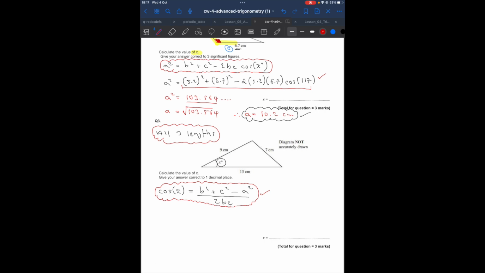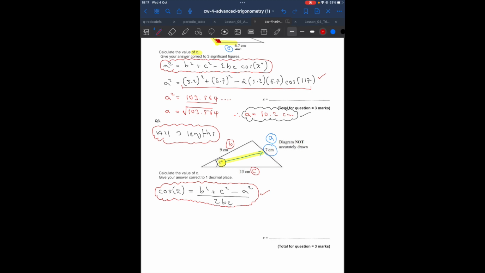Labeling the sides is extremely important. The little a is the length opposite the angle that we're trying to calculate. So in this case, because we're trying to calculate x, the length which that angle looks at, in this case the 7 centimeters, is what we're going to call little a. The other two lengths are going to be called b and c, but again, it doesn't really matter which length we call b and which length we call c. We could interchange these.